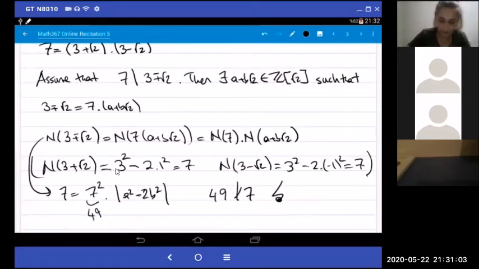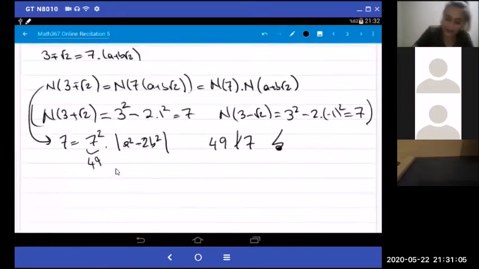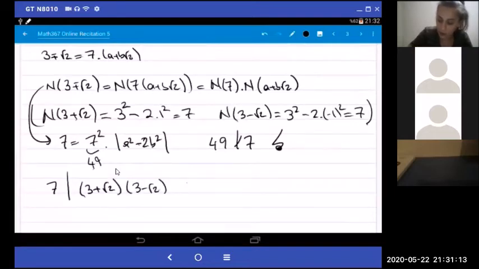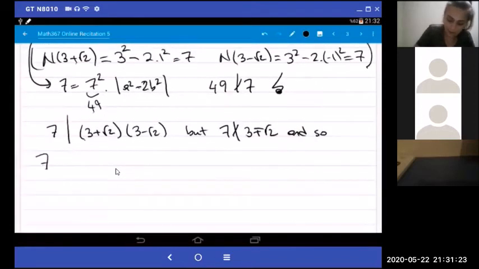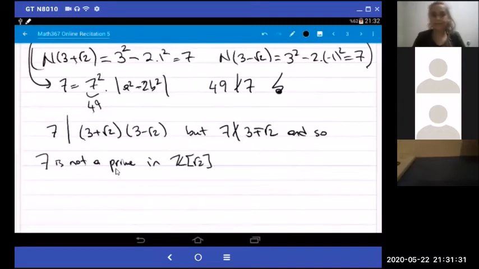Okay? So this means that 7 divides 3 plus root 2 times 3 minus root 2, but 7 does not divide 3 plus minus root 2. And so 7 is not a prime in this Euclidean domain, Z root 2. Okay?